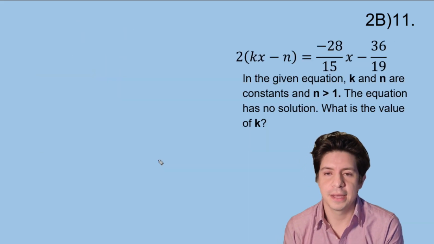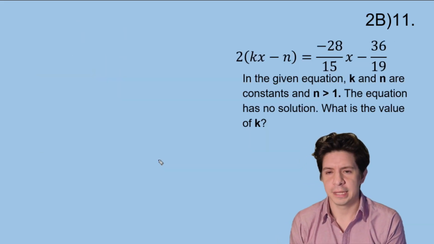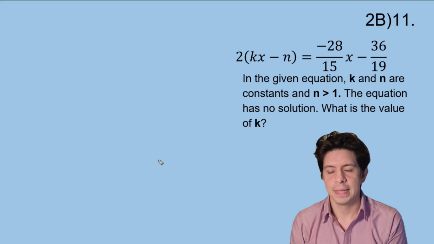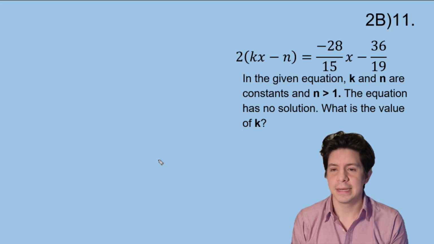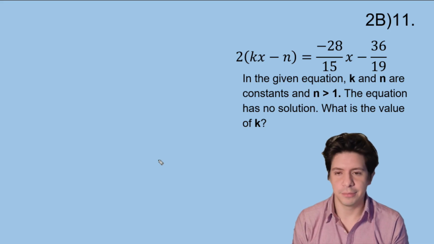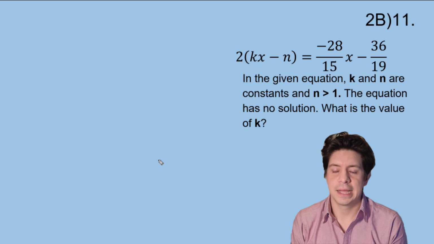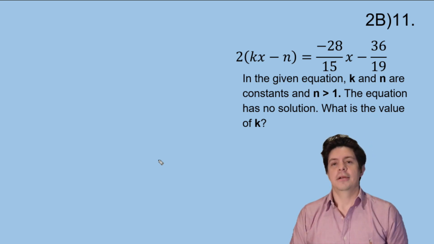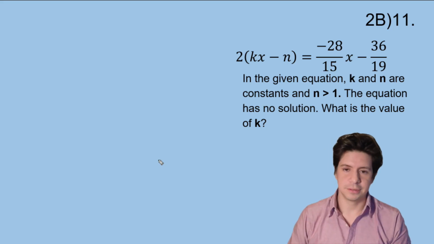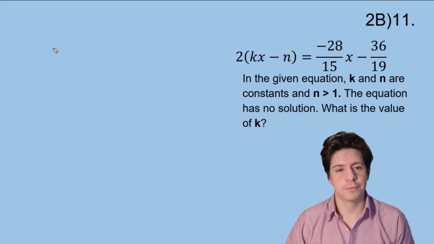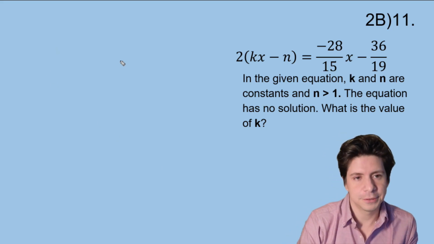2 parentheses kx minus n equals negative 28/15x minus 36/19. In the given equation, k and n are constants, okay, that just means they're numbers, and n is greater than 1. The equation has no solution. What is the value of k? All right, so when you have no solution, I feel like I've done this over and over again, but it's always helpful to go over it.